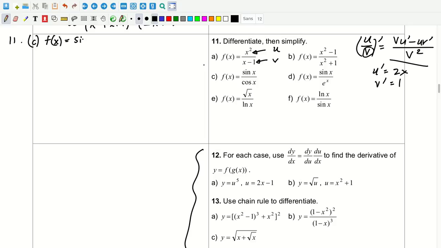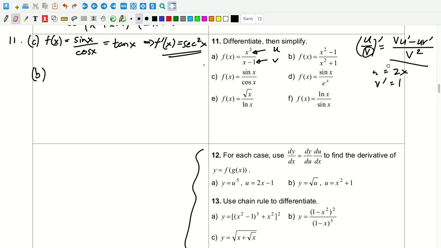Now, this is a quotient of functions. I'm not going to say that it isn't, but I know that there's an identity. Sin x over cos x is tan of x. The derivative of tan x is secant squared x, sec squared x. That's perfectly fine as an answer for part C. Perfectly fine. Now let's go back and do part B.